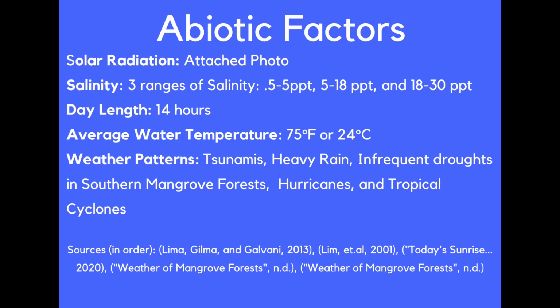The average day length in the mangrove forest is 14 hours. The average water temperature is 75 degrees Fahrenheit or 24 degrees Celsius. Weather patterns include tsunamis, heavy rain, infrequent droughts in southern mangrove forests, hurricanes, and tropical cyclones. Let's watch a video talking about the effects of hurricanes on mangrove forests.